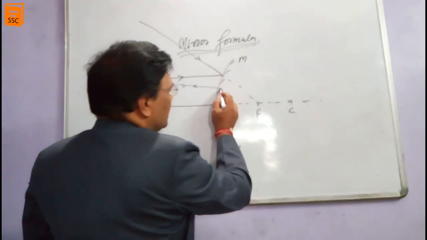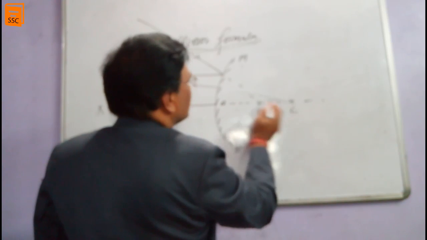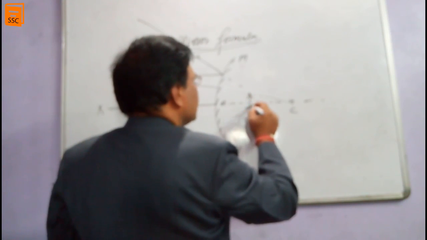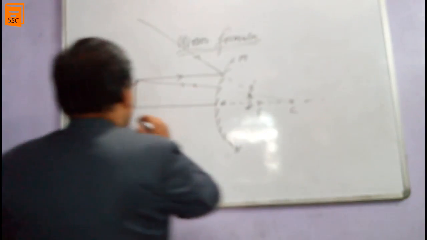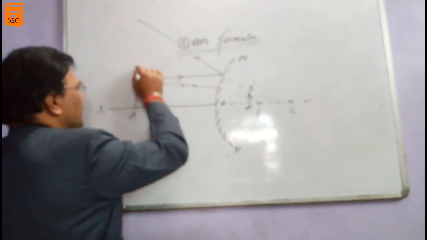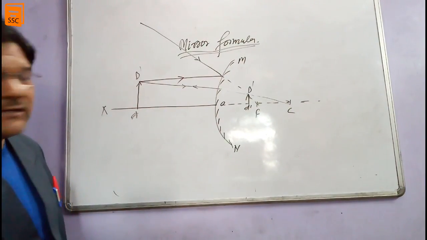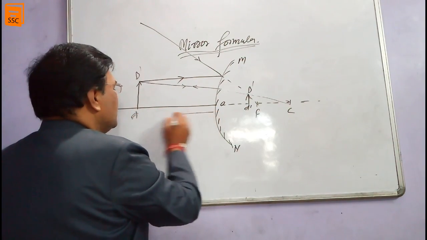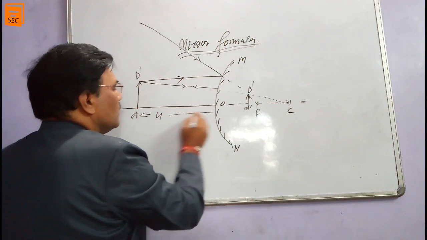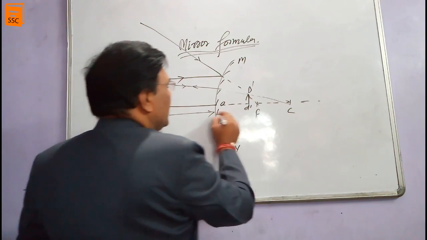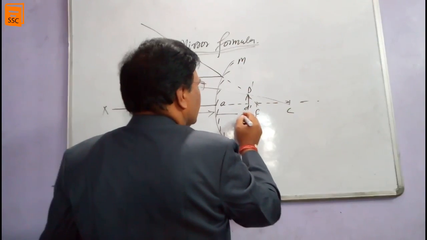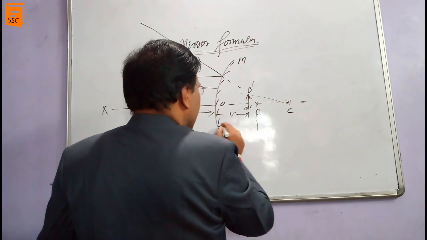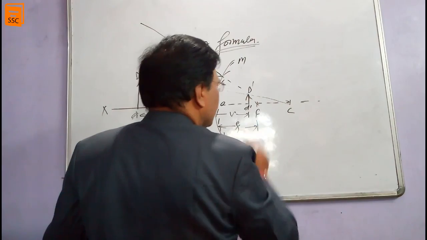If you imagine the ray passing through, this is the image so far, A dash B dash, while the object is AB. That is the case, you have earlier knowledge. The object is here, and this distance is U. You call it U, for this you call it V, and you call it F.